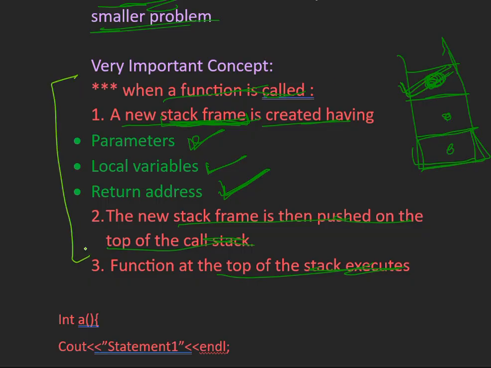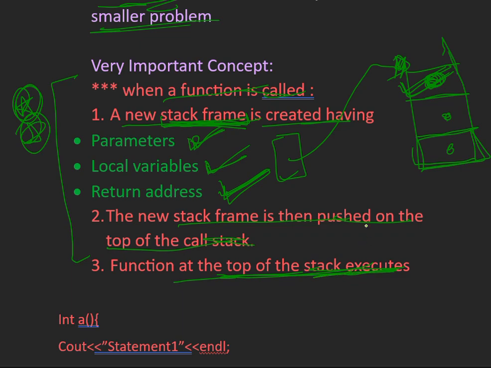So this is a very important concept. You must keep it in mind that whenever a function is called, a stack frame is created for that function that has parameters, local variables, and return addresses. And then this stack frame is pushed on top of the function call stack, and the function which is present at the top of the stack gets executed, right?